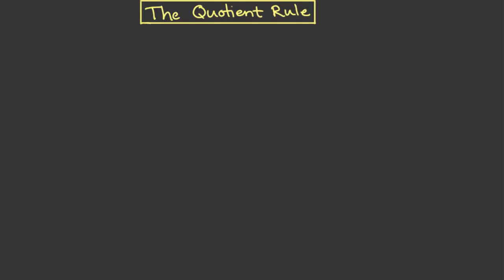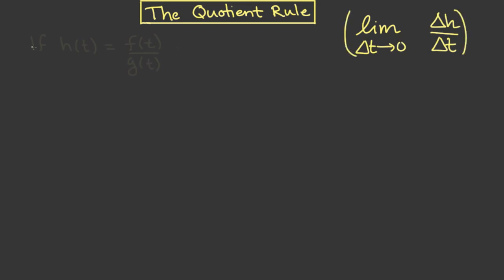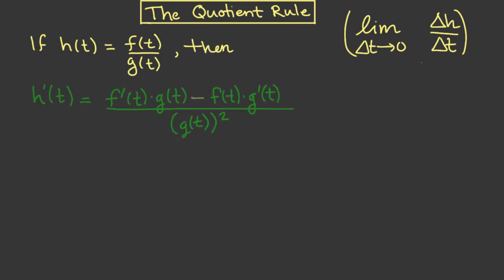Putting all the algebra together that you've just worked out, you took the limit of delta h over delta t as delta t went to 0, and what we found was that if h of t is equal to f of t over g of t, then the derivative h prime of t is given by this formula. So it's the derivative of the top times the bottom minus the top times the derivative of the bottom, all over the bottom function squared.